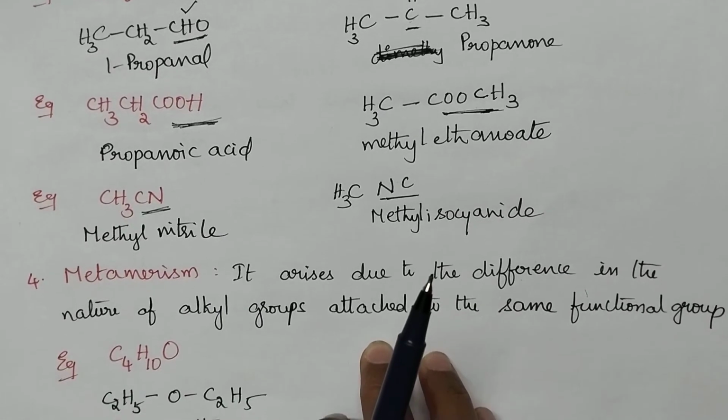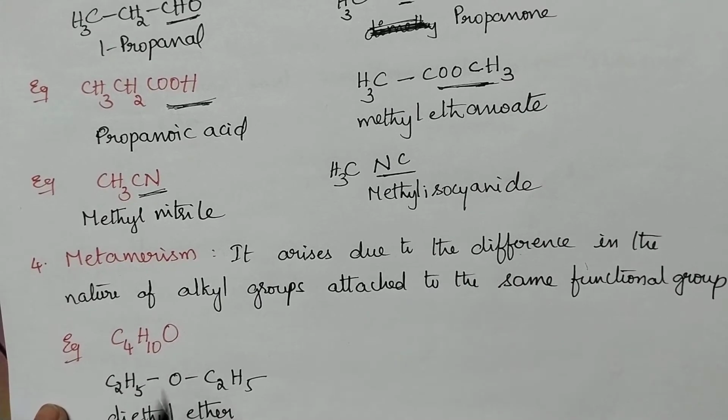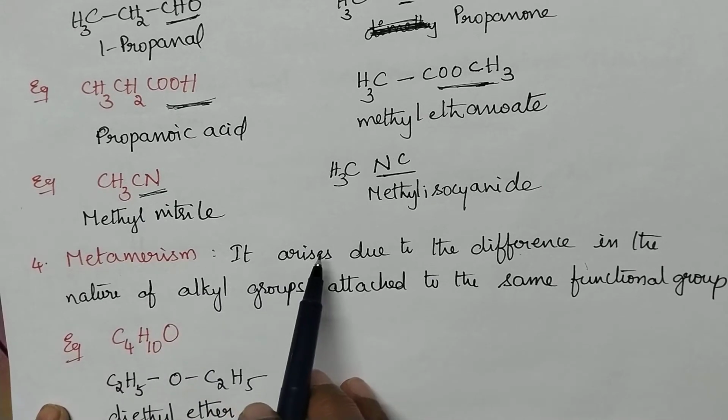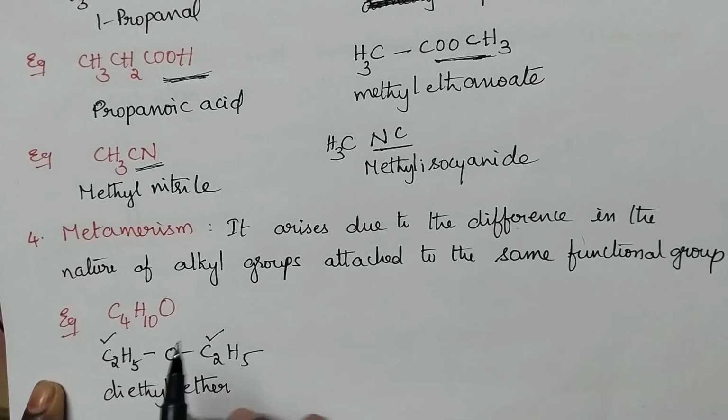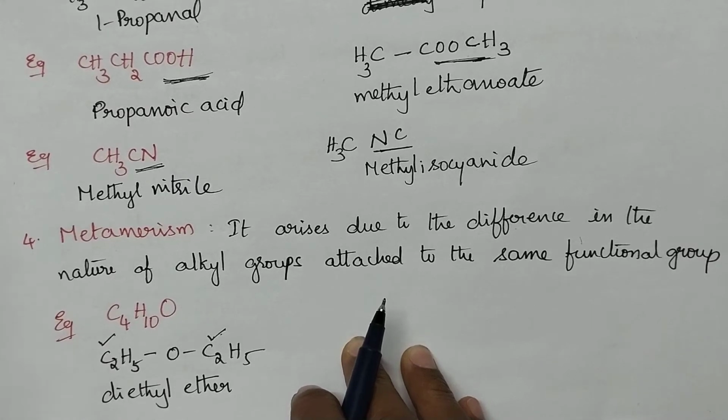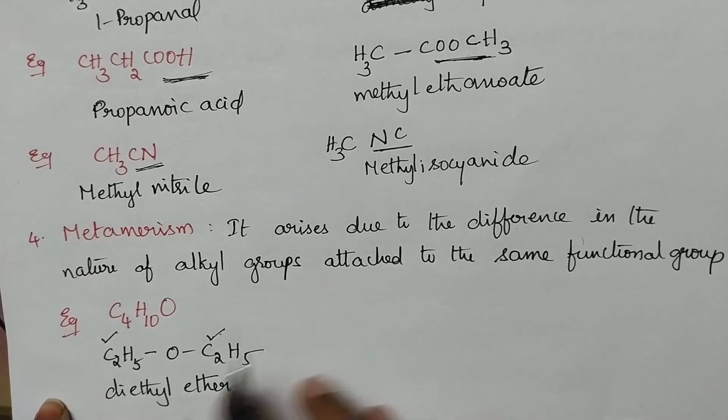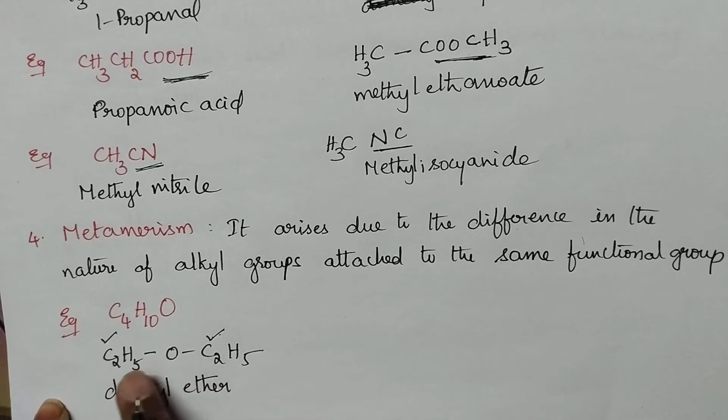Next, let us discuss metamerism. How does metamerism arise? It arises due to the difference in the nature of alkyl groups attached to the same functional group. Here, there will be no change with respect to the functional group. The only change is with respect to the alkyl groups attached to the functional group. Let us consider diethyl ether. Just by changing the nature of the alkyl groups, we can write the corresponding metamer. Can you try to write the metamer for diethyl ether? You just change the alkyl groups.